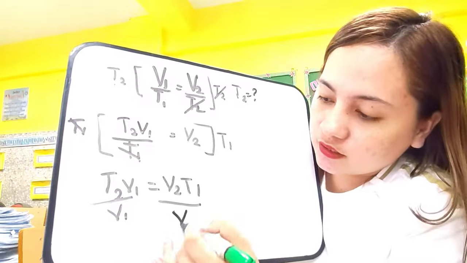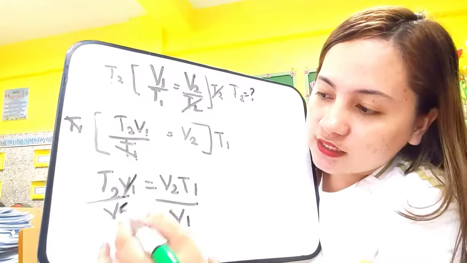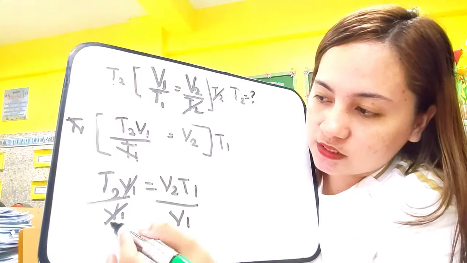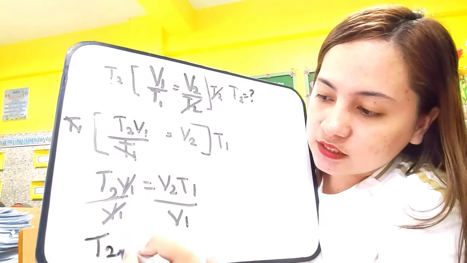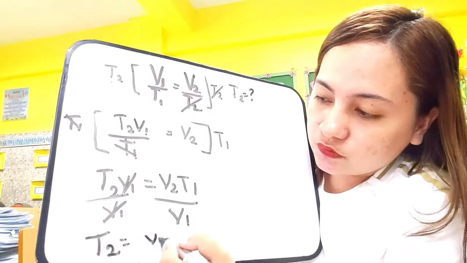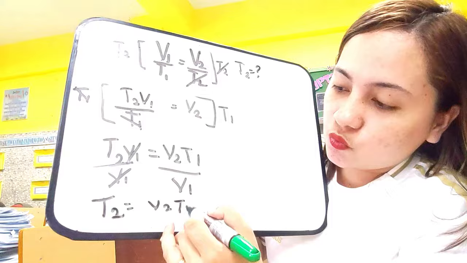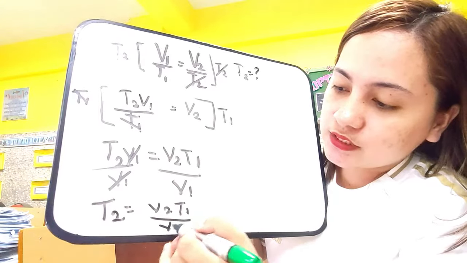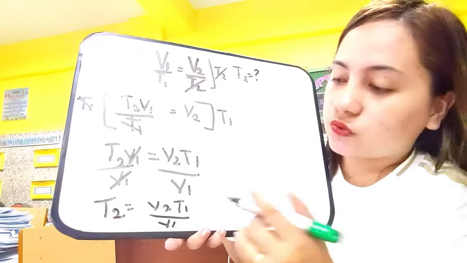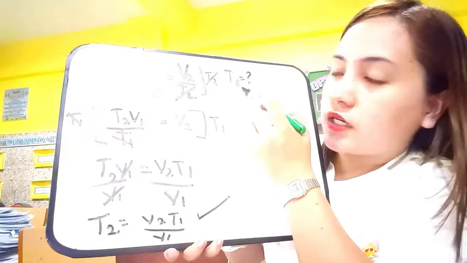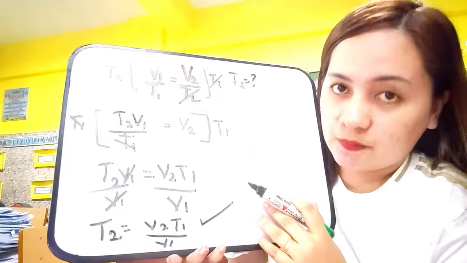Dito makakancel na ito kasi merong V sub 1 sa taas, may V sub 1 sa baba. So, cancelled out. Ang natira is T sub 2 is equals to V sub 2 times T sub 1 over V sub 1. So, this is now our formula for final temperature.